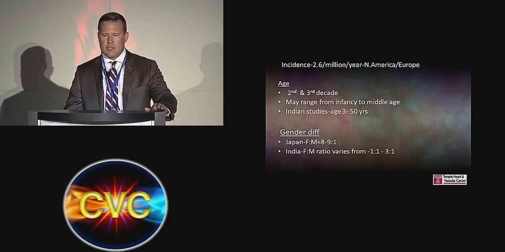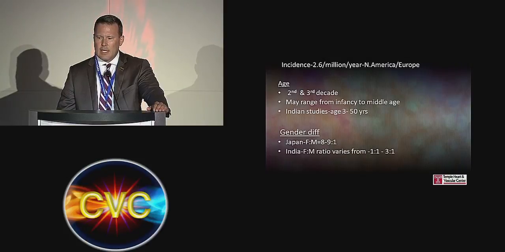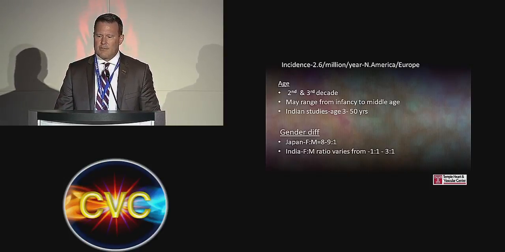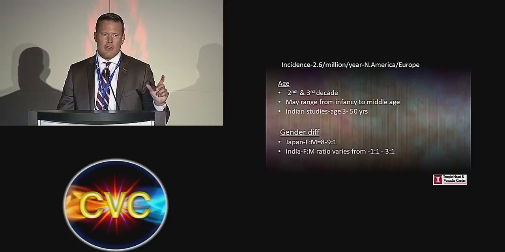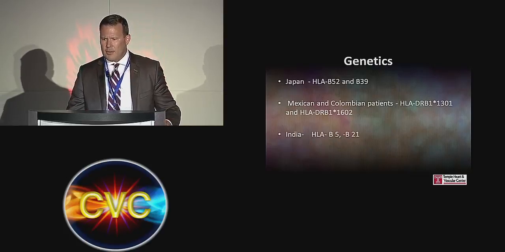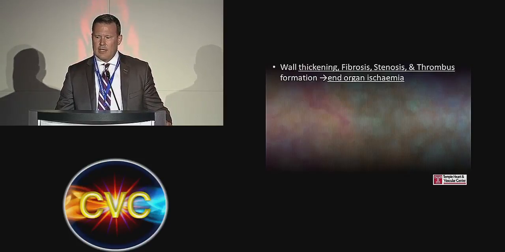It generally presents in the second and third decade, may range, of course, earlier and later in life. And there are different genetic variations regionally. It can affect any type of race and population. We've all known that it affects more Asian and Indian populations in general, but it does affect different presentations. You can see that there are some gender differences even amongst different races, with Japanese, the female to male ratio 8 to 9 to 1, versus Indian almost 1 to 1 and 3 to 1. There are a number of different genetic haplotypes involved with this. As you can see, it's a range of different presentations.